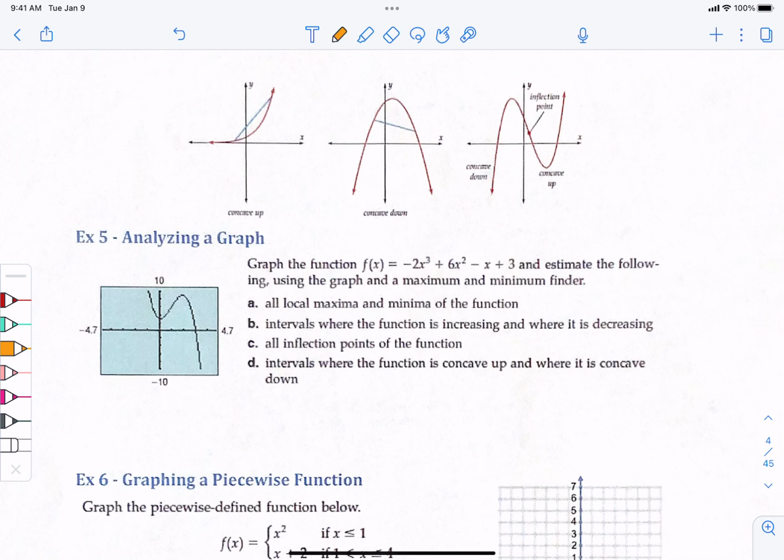Concave up and concave down. This is something you calc kids, Kyle, Luke, and Jake, here we go. Concave up and concave down. We are going to discuss this really in depth in chapter 5 in Calc. And it is kind of somewhat related to increasing, decreasing, but not really, okay?